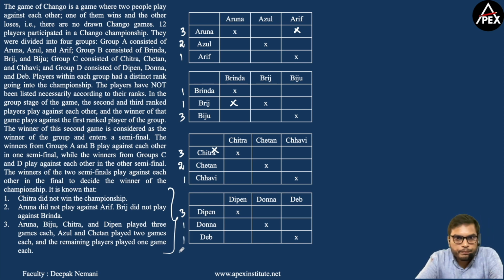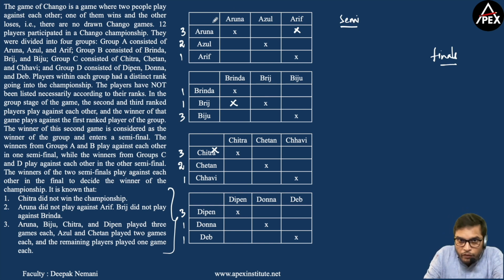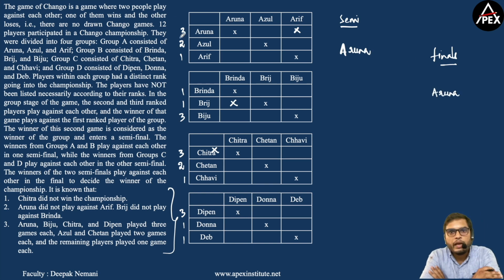Deb 1 game. Now let us consider these 4 rounds as qualifiers. Now the winners of these 4 rounds will enter semi-finals, and then the winners of semi-finals will be playing the finals. Now let's start with table 1. Aruna is playing a total of 3 games, out of which 1 game was played in qualifiers. So can I say Aruna would have played semi-finals and finals? So we have Aruna playing semi-finals and also finals to have a total of 3 games being played.